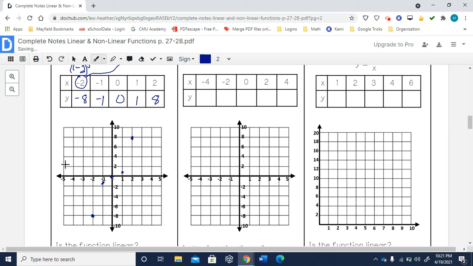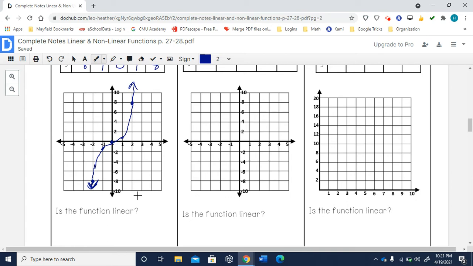So this time if I connected these, and I can't see what I'm drawing, they actually make a curve. Now it is a function because there's nowhere along there where it would cross twice, but is the function linear? No. Okay, and reason being that it's not a straight line.